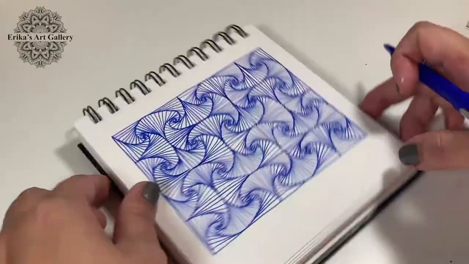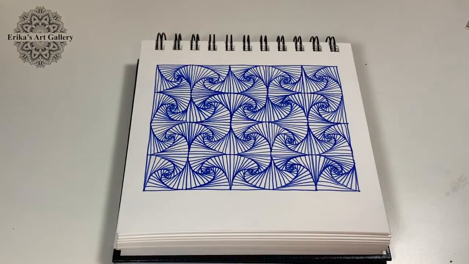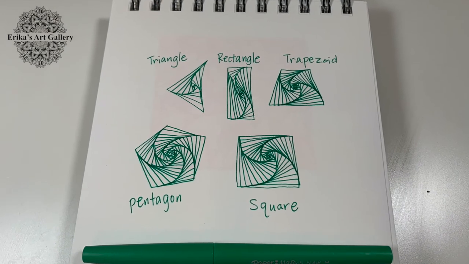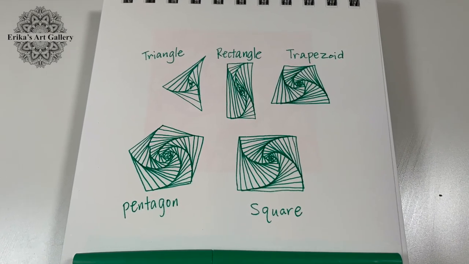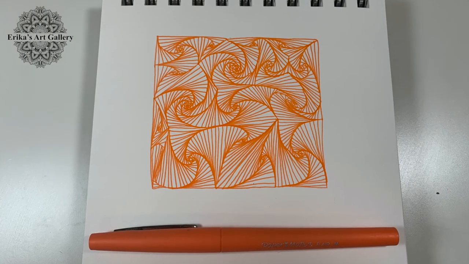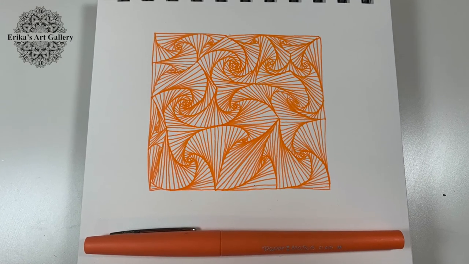And there are some different shapes that you can try, like triangle, rectangle, trapezoid, pentagon, and a square. And you can combine those shapes together, or you can just try one shape. That's up to you, and the sky's the limit, right?